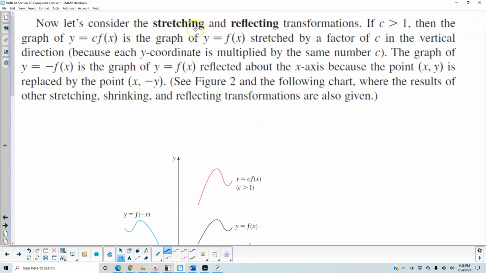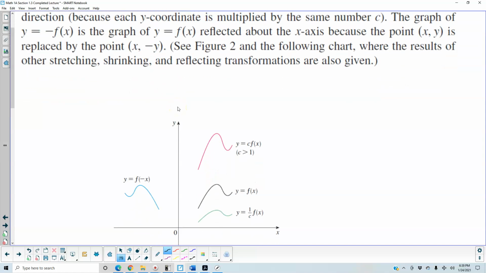Now let's consider the stretching and reflecting transformations. If c is greater than 1, then the graph of y equals c, which is a constant, times the function f of x is the graph of y equals f of x stretched by a factor of c in the vertical direction, because the y coordinate is multiplied by the same number c. The graph of y equals negative f of x is the graph of y equals f of x reflected about the x-axis, because the point x, y is replaced by the point x, negative y.